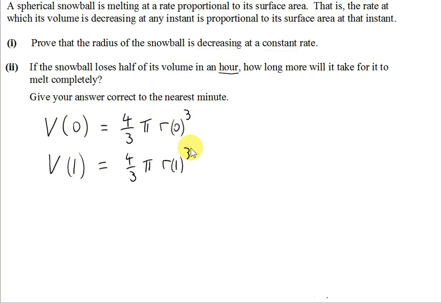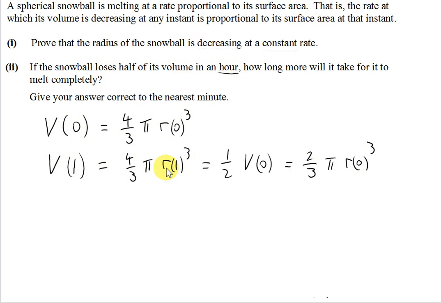Well, that's r at time 1, 4/3 pi times r at time 1 cubed. But it's got to equal half its initial volume. That's half of the volume at time 0, which is given by half of this, of course, which is 2/3 pi r at time 0 cubed.